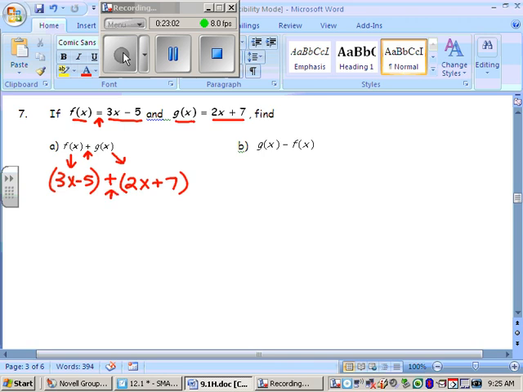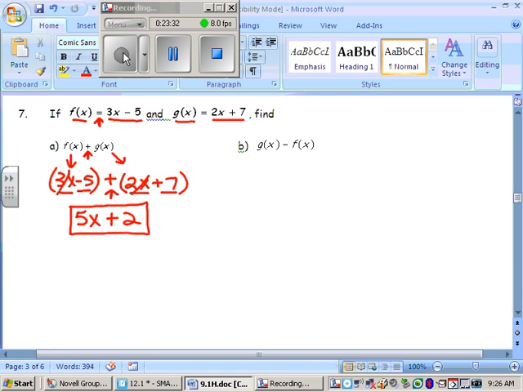Because we have a plus sign in front of the second parentheses, there's no need to distribute anything. We can simply ignore the parentheses and combine like terms. Starting with our 3x and 2x, if we add their coefficients, it would simply be 5x. If we then add negative 5 and 7, we'll get a positive 2. And those cannot be combined because those are not like terms. 5x plus 2 would be the final answer.